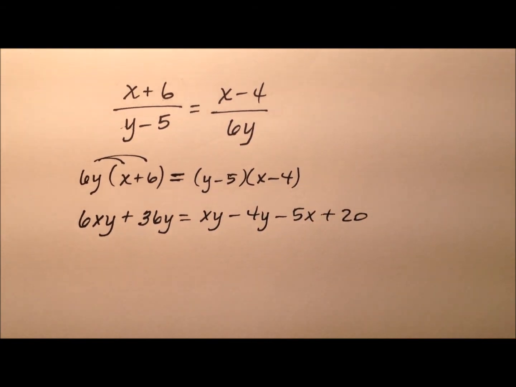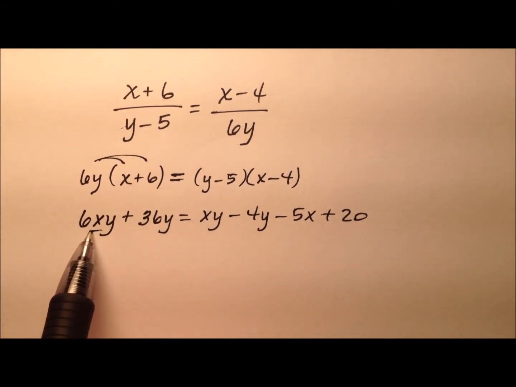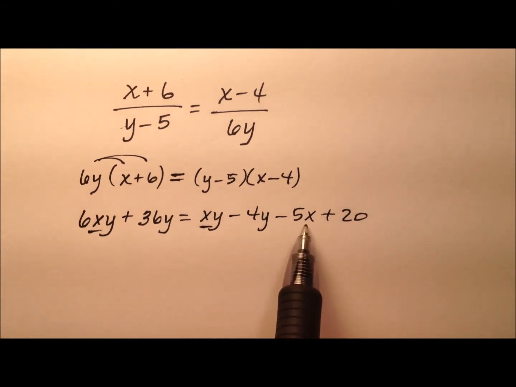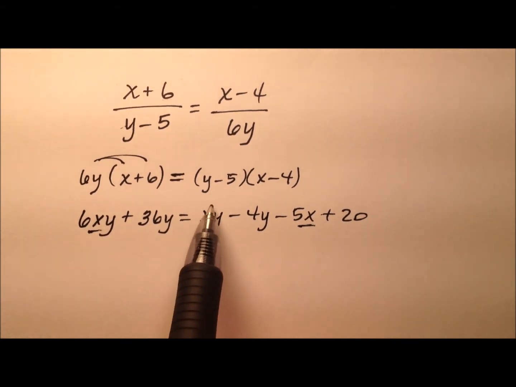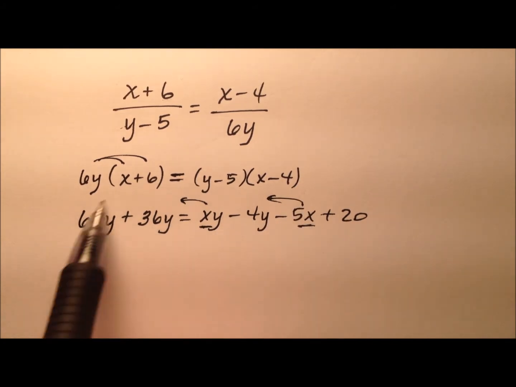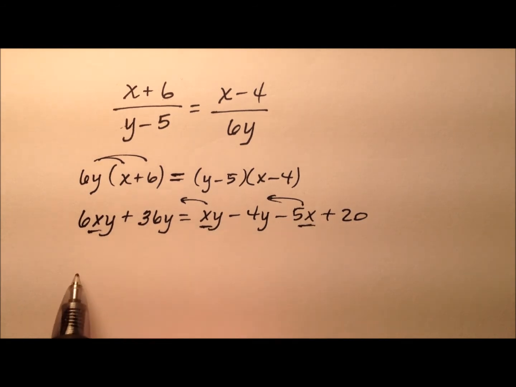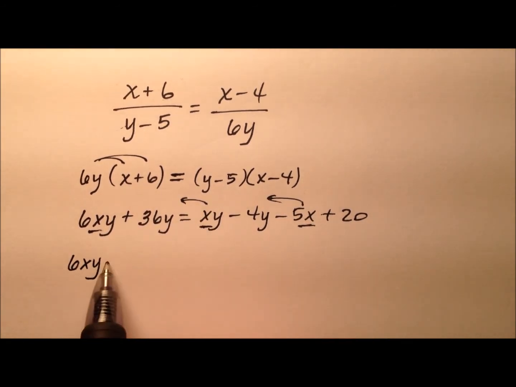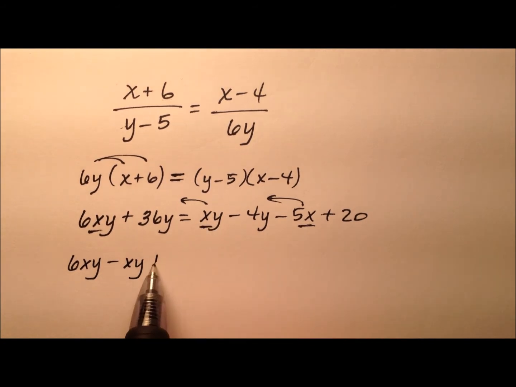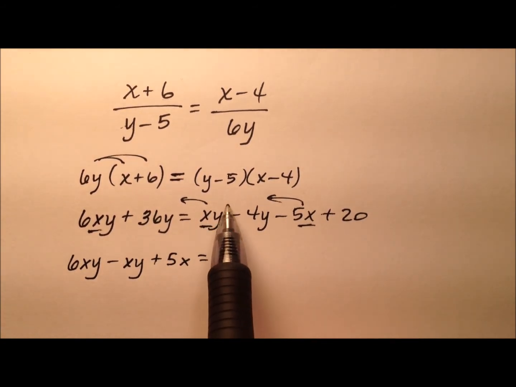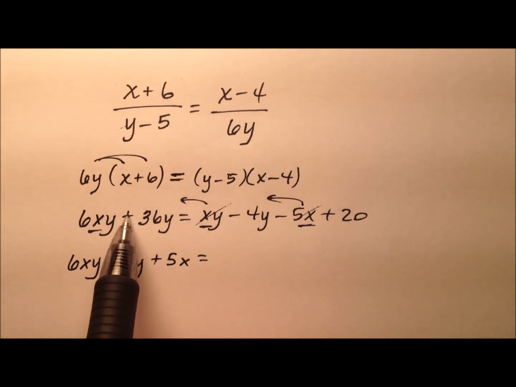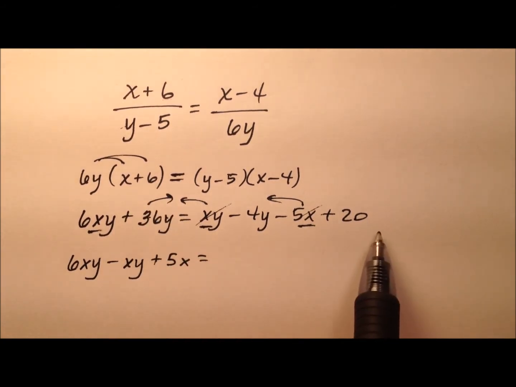So since we're solving for x, we need to get all those terms that include an x on one side, preferably maybe the left side, and then we'll get all the non-x terms on the right side. So here's a term with x, and here's a term with x, and here's a term with x. So we'll just take this guy and push him over to the left side. We'll do that by subtracting xy and adding 5x. And then those cancel. And then we'll take this positive 36y and move him over to the right as a negative 36y.